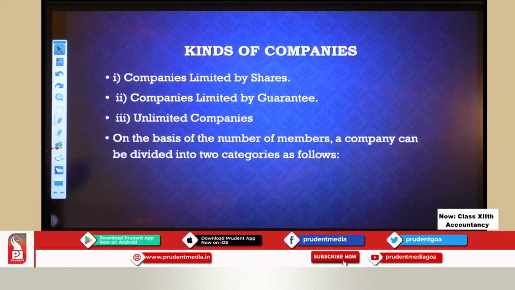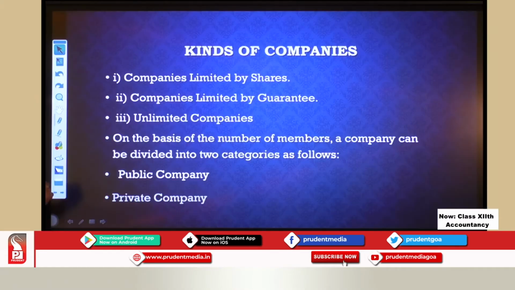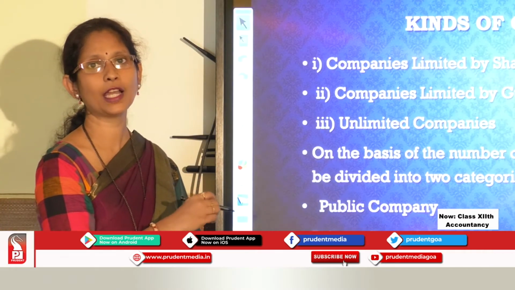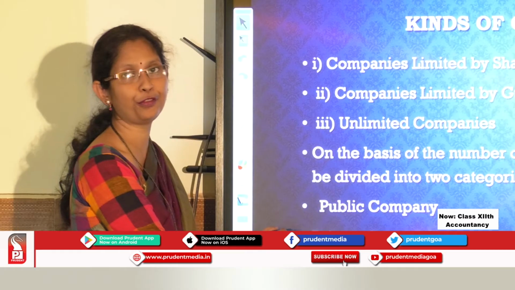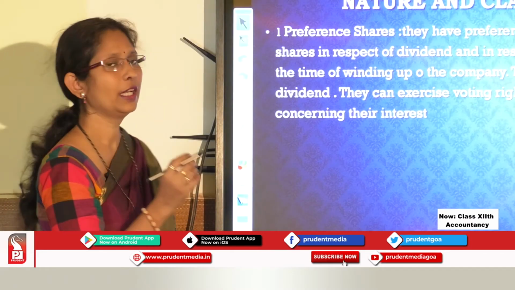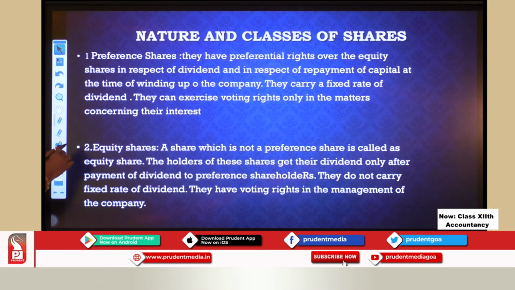On the basis of number of members, a company can be divided into two categories as follows. Public company, here the shares are issued to the public. There is no limit on membership. Private company, here the company is privately owned. The shares are not freely issued to the public and the membership is limited to 50 members. Now we have nature and classes of shares. So we have categorized the shares into two. One, preference shares and another one is equity shares.